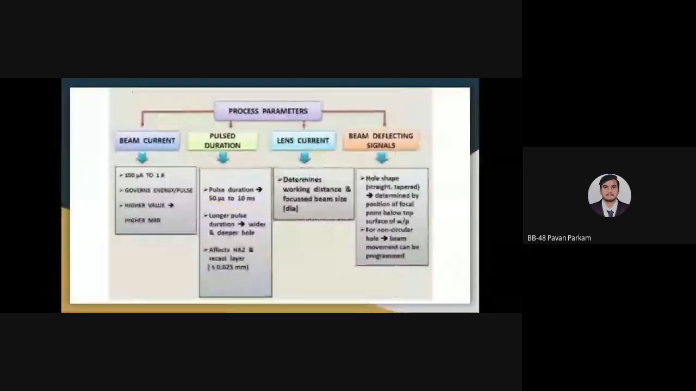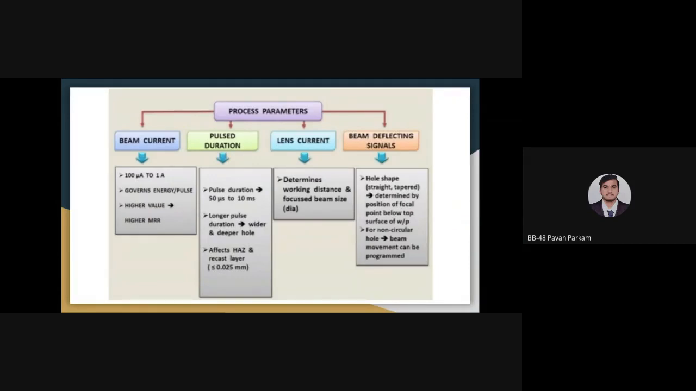Now let us discuss the process parameters. The simple question arises: what are the different process parameters of this electron beam machine? Here I have listed: beam current, pulse duration, lens current, then beam deflection signal. As I told you, electron beam machining goes on in pulse mode, not in continuous mode.